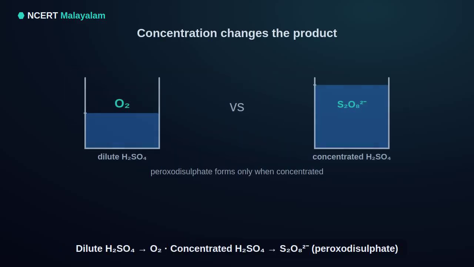Here concentration decides the product. In dilute sulphuric acid, water is oxidized and you get oxygen gas. In concentrated sulphuric acid, the sulfate ion is oxidized and you get the peroxodisulfate ion.